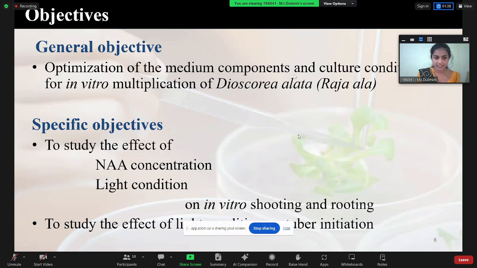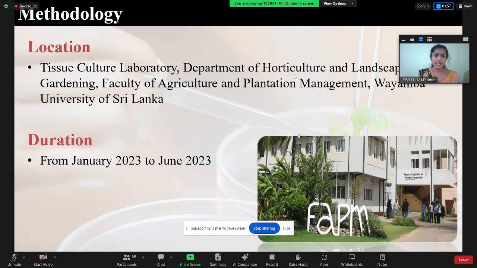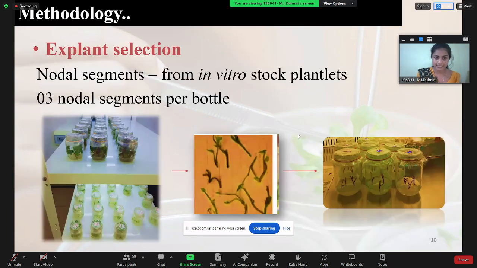Based on that, my research was the optimization of the medium components and culture conditions for in vitro multiplication of Dioscorea alata. The specific objectives were to study the effect of NAA concentration and light on in vitro shooting and rooting, and to study the effect of light on tuber initiation. Here are the location and duration of my research.